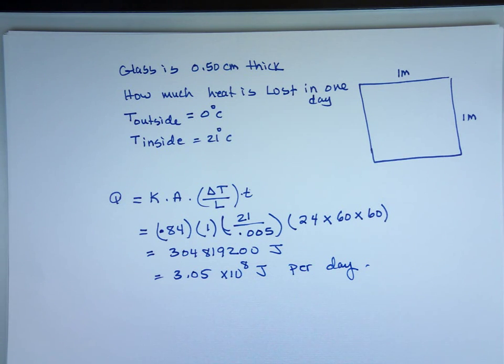One window. Imagine if you have 10 windows. That's a lot of energy lost. That's why you don't see that many houses with just single layer of glass anymore. You see them in garages, but garages are not heated. And if you have one, you better go dump it and buy one, 2 layers of glass. Get a 2-pane glass there. So that's how conduction works.